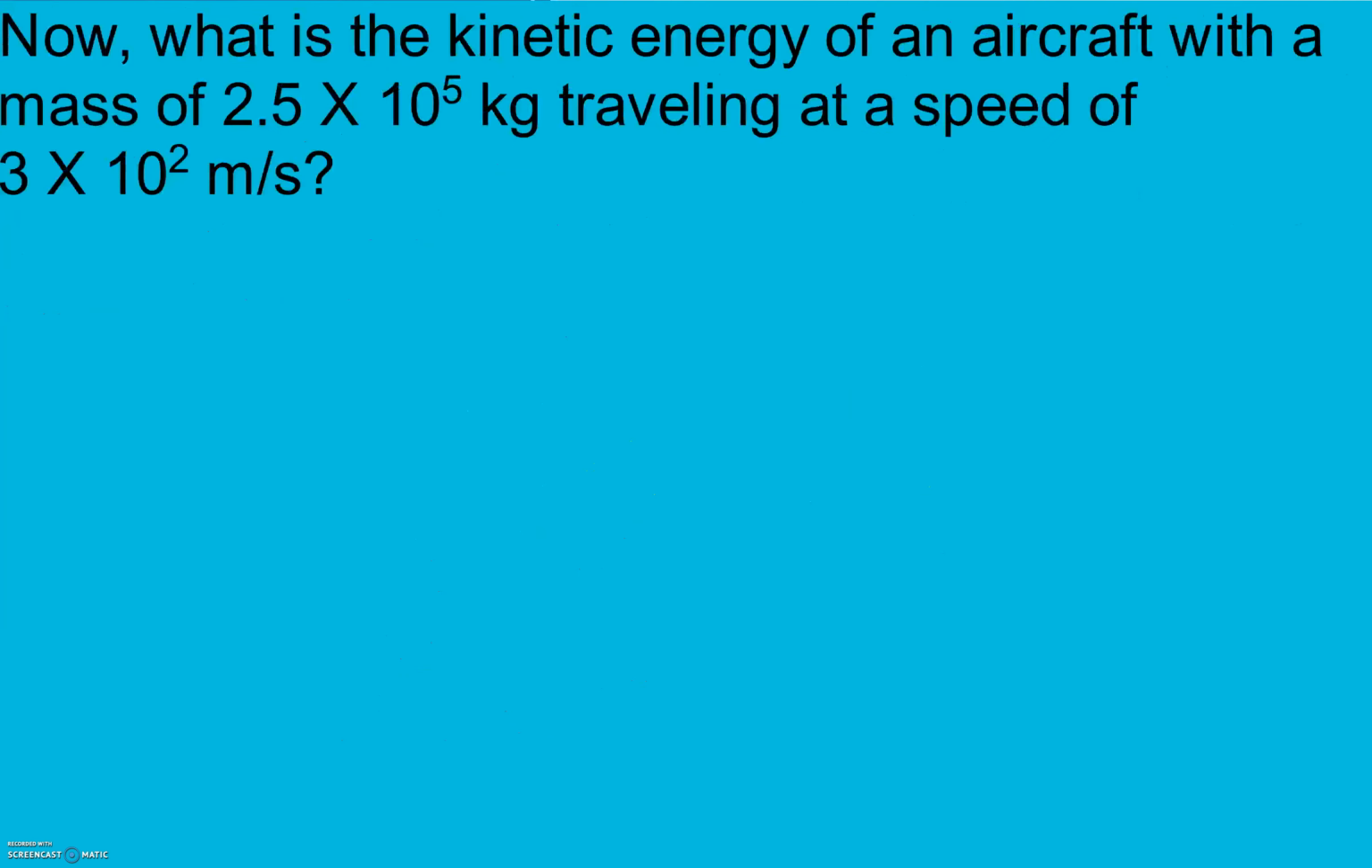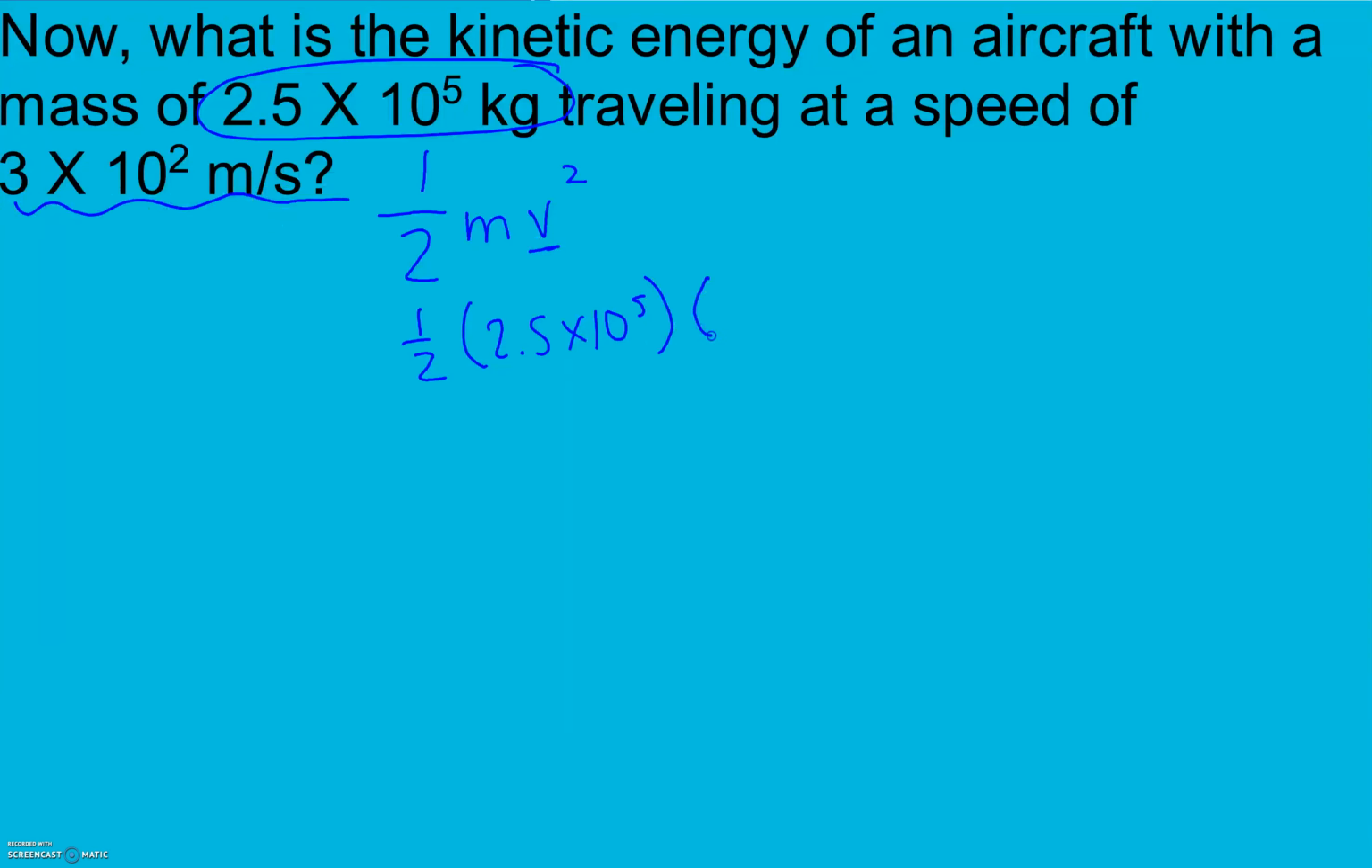Now, what is the kinetic energy of an aircraft with a mass of 2.5 times 10 to the 5th kilograms traveling at a speed of 3 times 10 to the 2nd meters per second? Again, our formula is half times mass times velocity squared. My mass is in kilograms. And my velocity is in meters per second. And again, we have to square that.